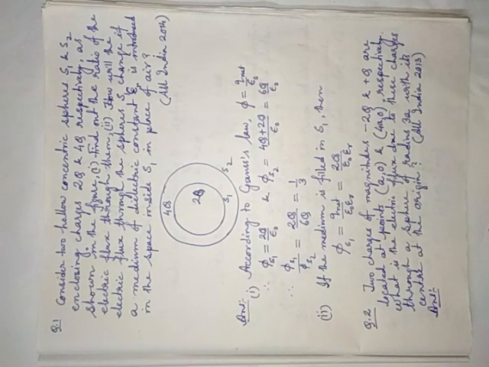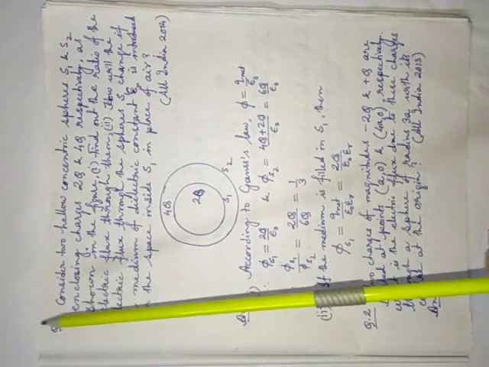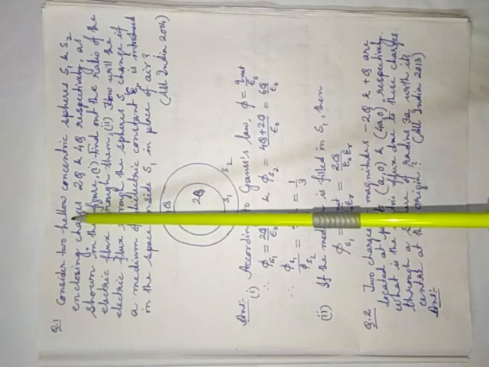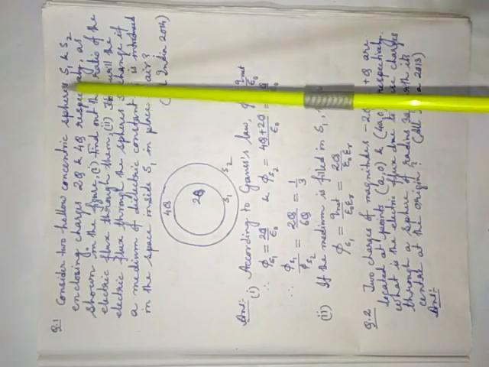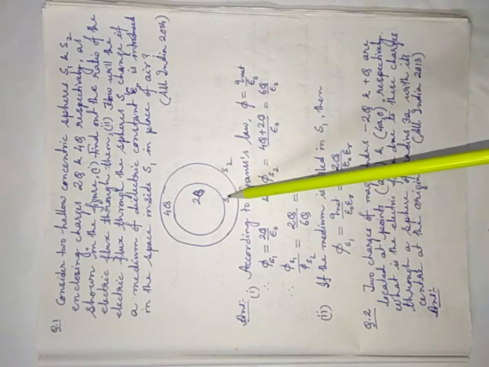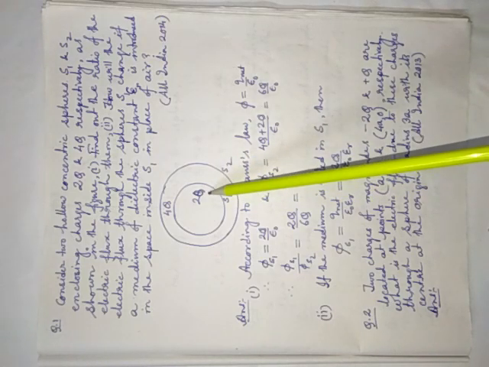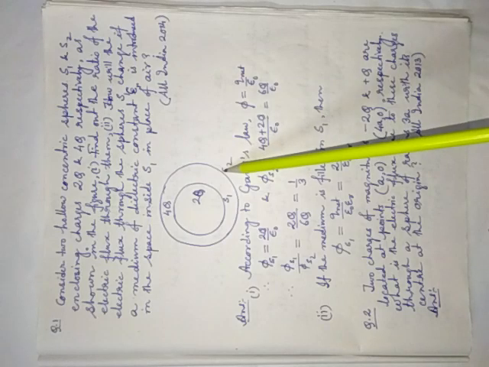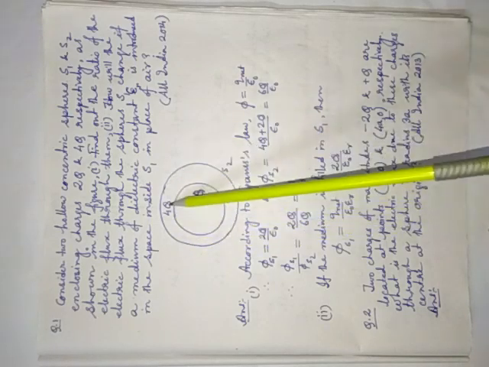Dear students, now I would like to solve a few numericals related to Gauss's law, which have come in different board exams. Okay, see here, the first question is this one. Consider two hollow concentric spheres S1 and S2 enclosing charges 2q and 4q respectively, as shown in the figure. This is the figure. See here, this surface S1 has enclosed charge twice q, and S2 surface has enclosed charge 4q.